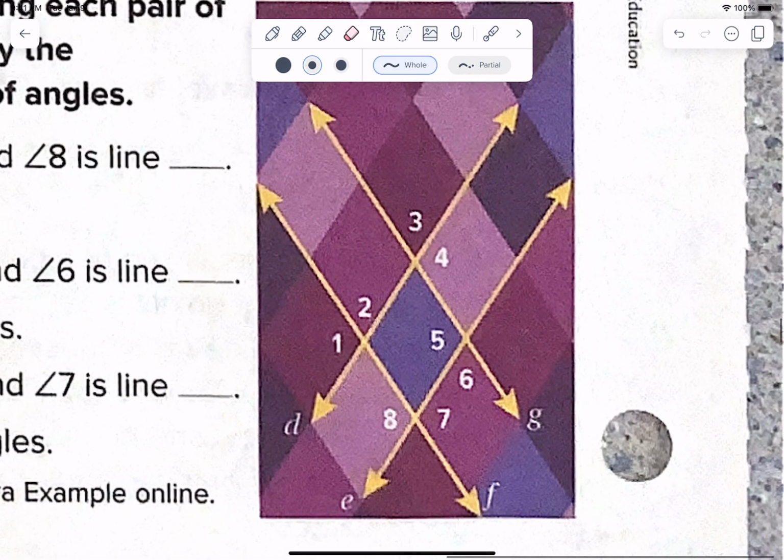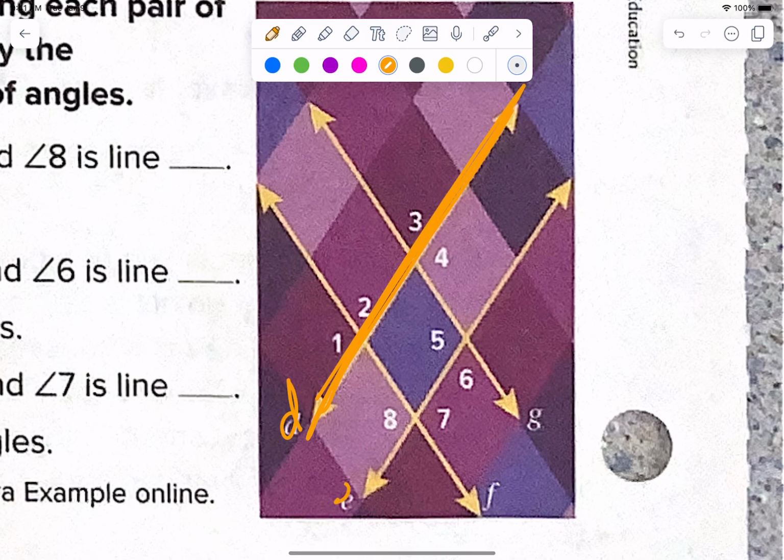All right, now look at the diagram. We have 4 lines going on here, okay? And they're going to ask me which lines are the transversals. So this is line D that goes through here, right? This is line E that goes like this. Line G and line F. Got it? D, E, G, F.